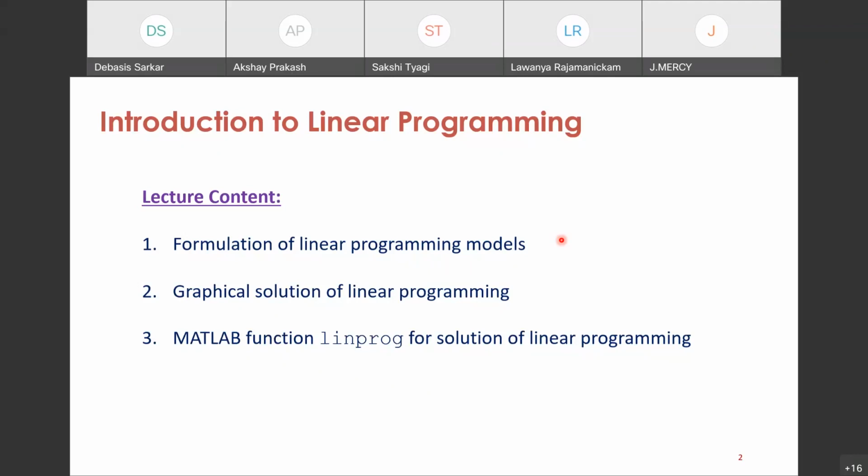What I have in mind is to show you a couple of examples on how to formulate a linear programming problem. Of course, before that we'll discuss what linear programming problems are, and how to formulate linear programming problems or models. Then there are both graphical solutions as well as algebraic solutions. Graphical solutions can be obtained only for problems with two variables, because you can plot them in practice.